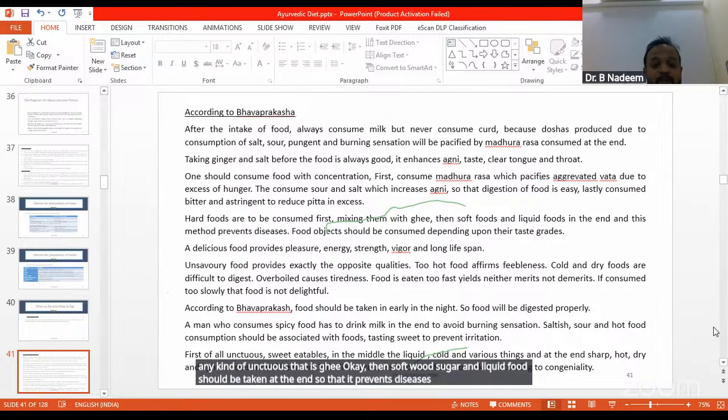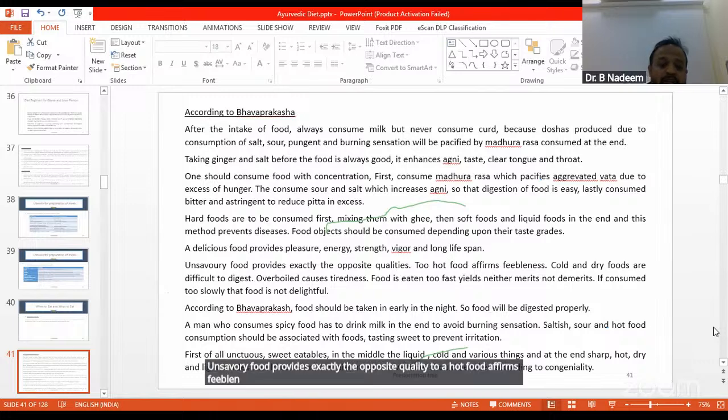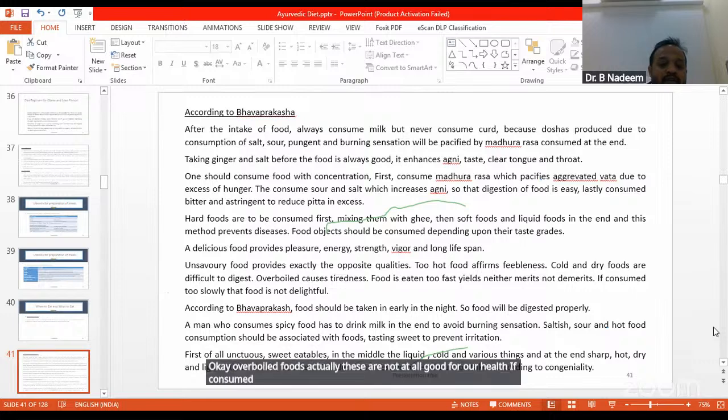A delicious food provides pleasure, energy, strength, vigor, and long lifespan. Unsavory food provides exactly the opposite quality. Too hot food causes feebleness. Cold and dry foods are difficult to digest. Overboiled food causes tiredness. Food eaten too fast yields neither merits nor demerits. Today we have seen so many people eat food very fast, eat very dry foods, overboiled foods. Actually, these are not at all good for our health. If consumed too slowly, that food is not delightful. It should not be consumed too slowly either.